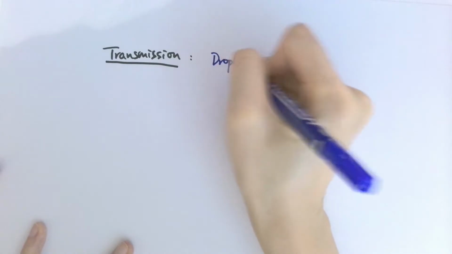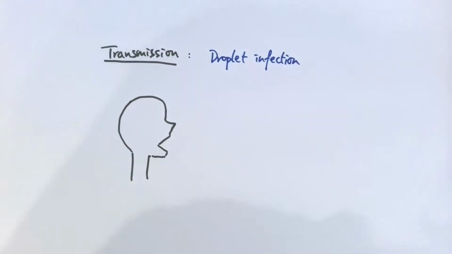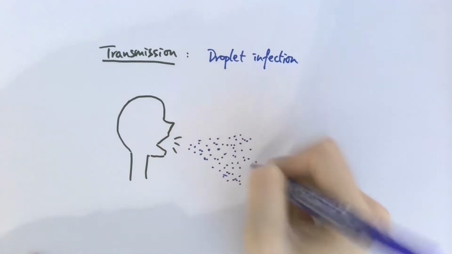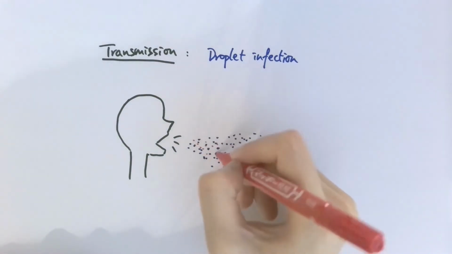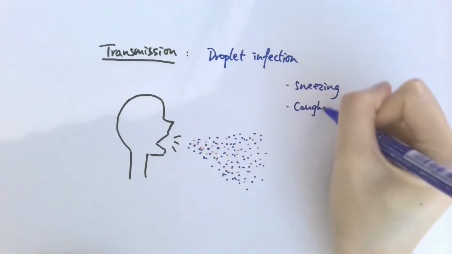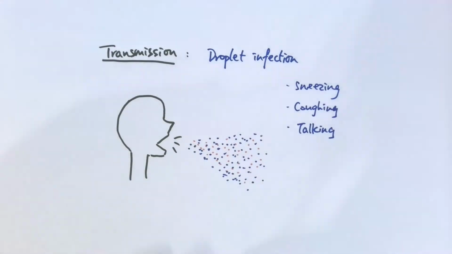So let's talk about how the virus is transmitted. The virus is mostly transmitted by droplet infection, such as saliva drops as you sneeze, cough, or talk. These droplets can land on your hand and on things that you touch, such as door handles and mobile phones. So it's essential to know how to properly protect yourself from taking the virus into your body.